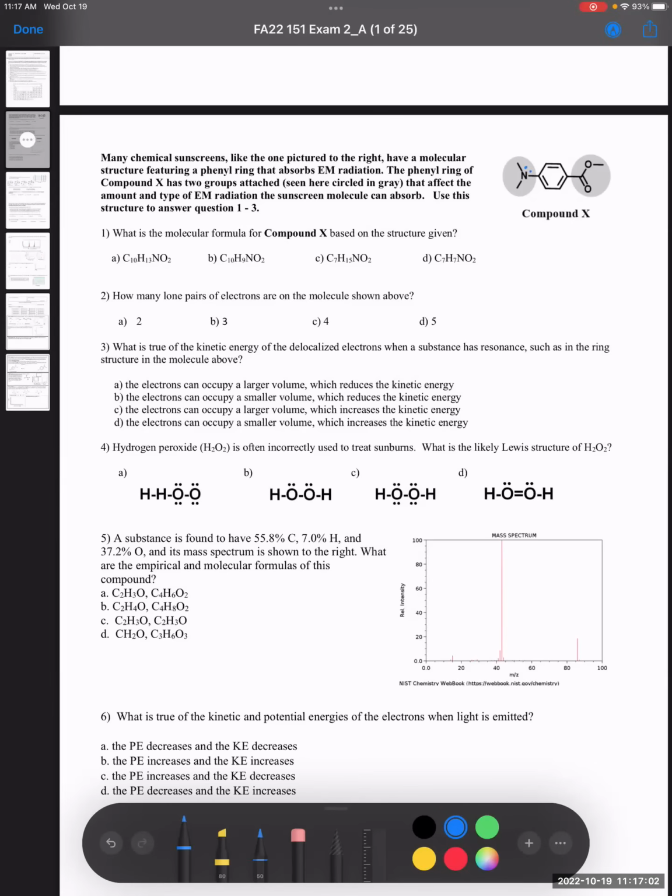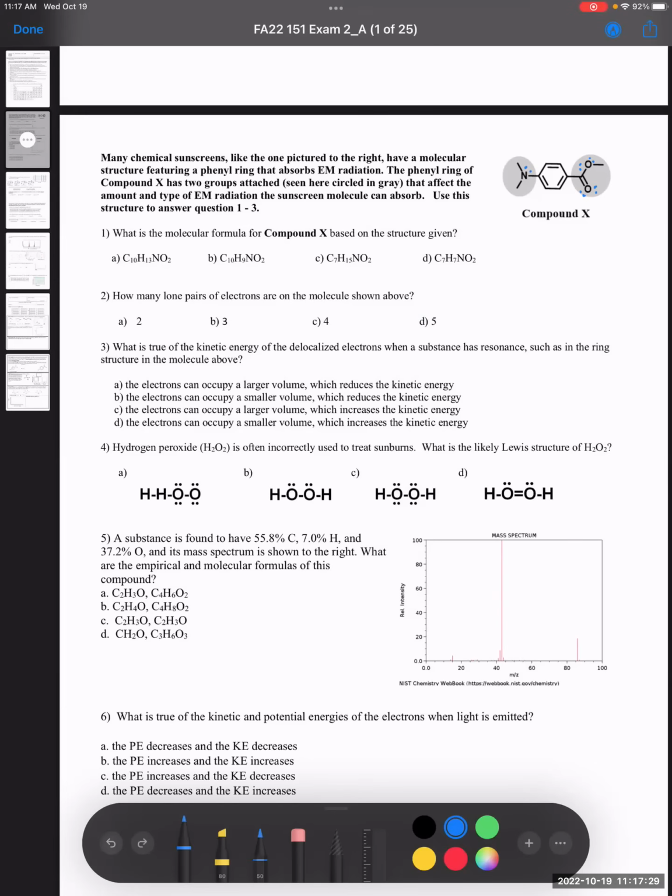And same thing with this oxygen: we have 2 bonds, meaning 4 electrons. Therefore, we are going to need 4 more electrons, so we're going to add 2 lone pairs. Same thing with the other oxygen as well. We have 2 bonds, meaning 4 electrons, so we need 4 more electrons. That means 2 lone pairs. So we see that we have 1, 2, 3, 4, 5 lone pairs. Therefore, the correct answer is option D.